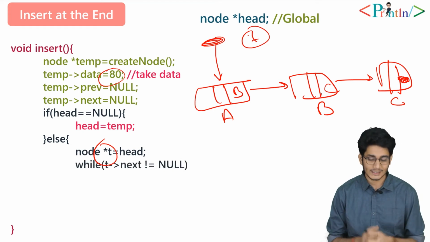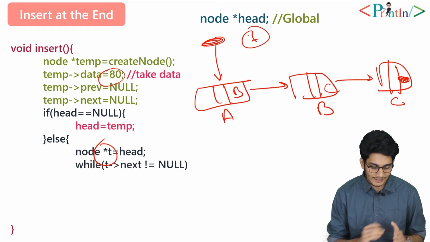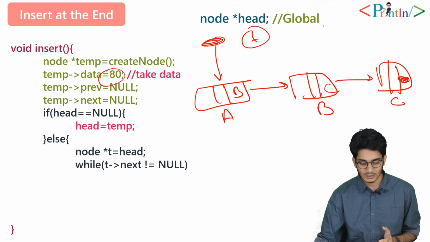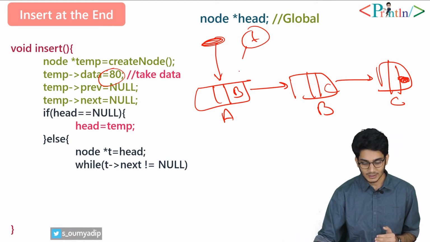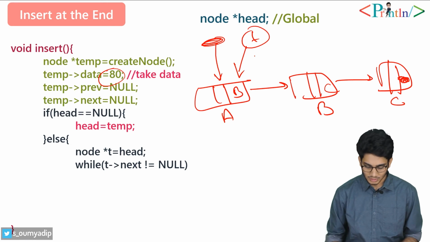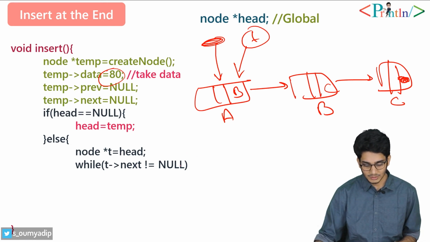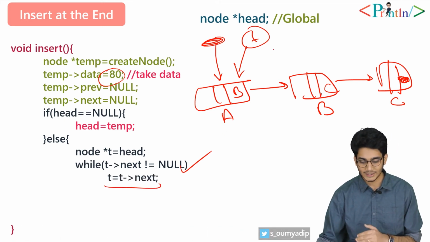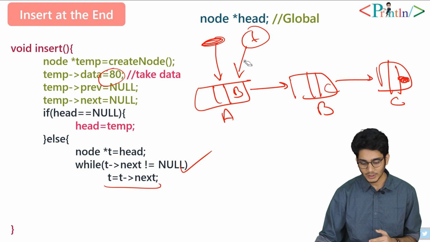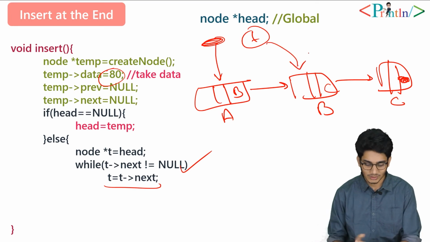Now we'll check the condition. So what is the condition? The condition is T next not equals to null. It means at first we'll check what is T next. T next is B. Now it's pointing to the first node. So we don't have null over here, so this portion will be executed. Then we'll just move T to the next. Now where will T point? T will point to this node.